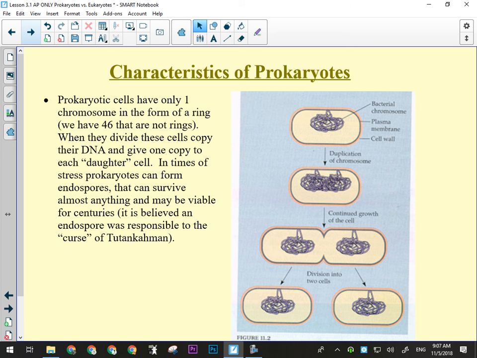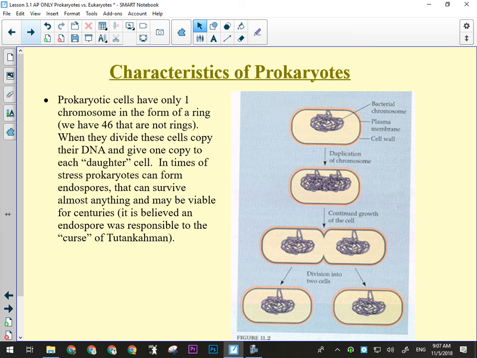Okay, it is believed that this is what happened with the curse of Tutankhamun. You guys know who Tutankhamun was? King Tut? Yeah, the Egyptian king. Right, one of the first pharaohs whose tomb was found intact. It hadn't been raided. They found his sarcophagus, okay, with the body inside.